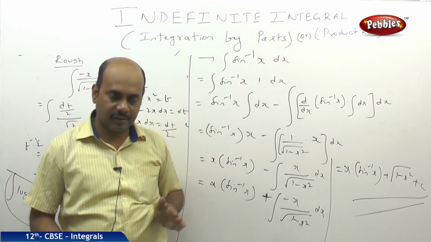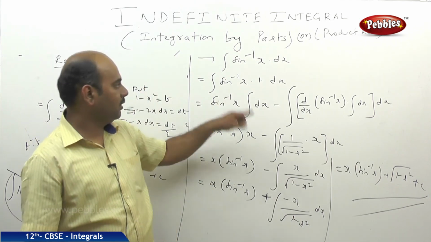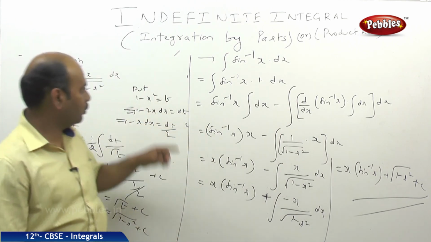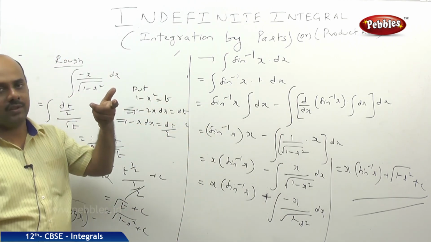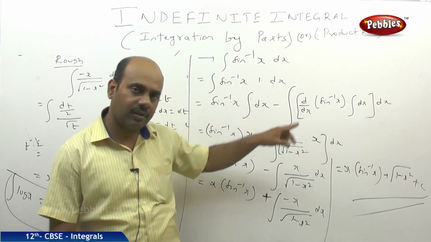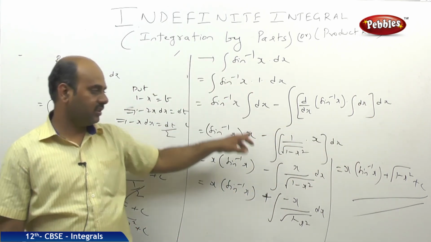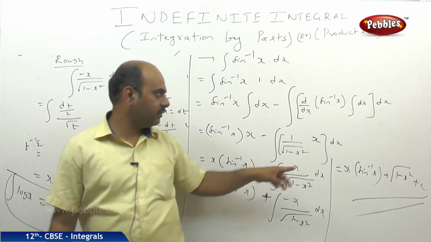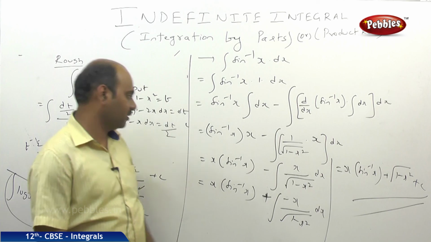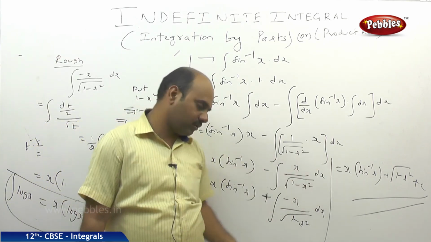Integral of sine inverse x dx. Whenever an inverse trigonometric function is given alone, try to write that particular function as sine inverse x into 1 dx. Here the first function is the inverse function only. So always sine inverse x into integral of dx, minus integral of d by dx of sine inverse x into integral of dx, whole dx. So sine inverse x, integral of dx will be x, minus integral of d by dx of sine inverse x, which is 1 by under root of 1 minus x square, into x dx. So x into sine inverse x minus integral of x upon under root of 1 minus x square dx.